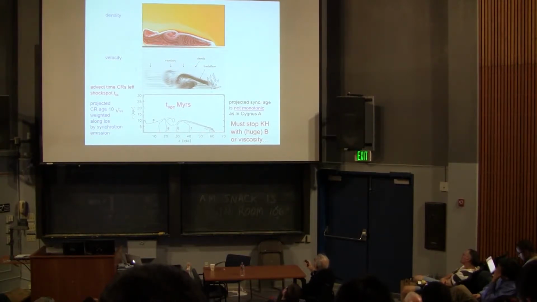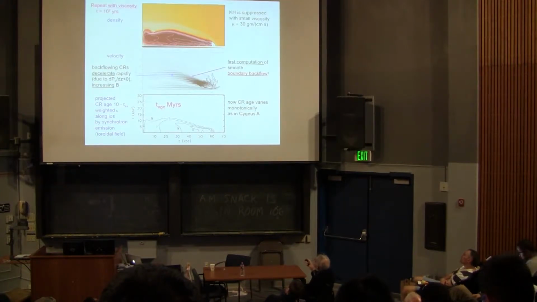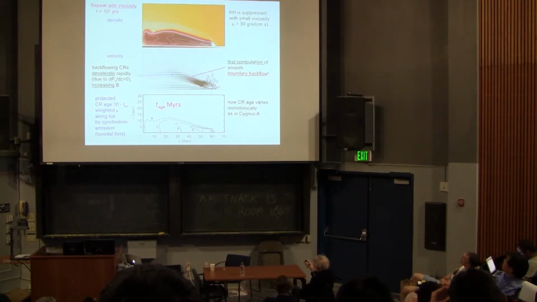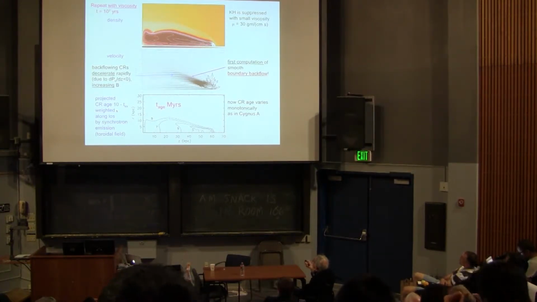Bad. The way to stop a Kelvin-Helmholtz instability is to put in a magnetic field that goes along the flow or a viscosity. And I argue, I'm going into detail here, that viscosity is much more likely. Put in a small viscosity, and you get the smooth pattern here, which has a sharper nose than Cygnus A, but apart from that, it's smooth. And this is the first successful calculation of a smooth boundary backflow.